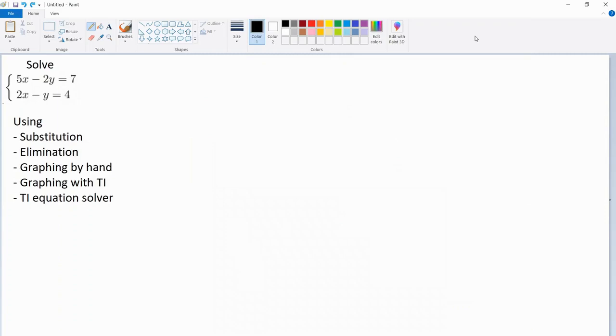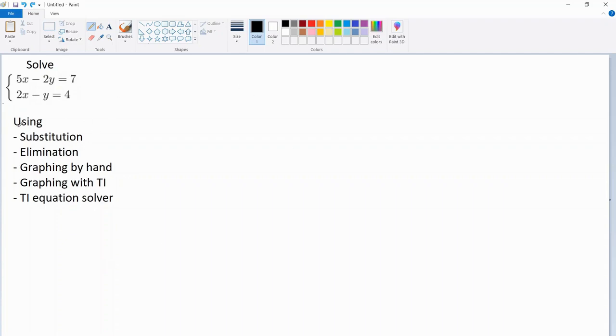A video on solving simultaneous equations. In this course, we've covered a few methods of how to do that. I'm going to cover all of them with this one example. So we're going to end up solving this in five different ways. All right, let's give it a try.